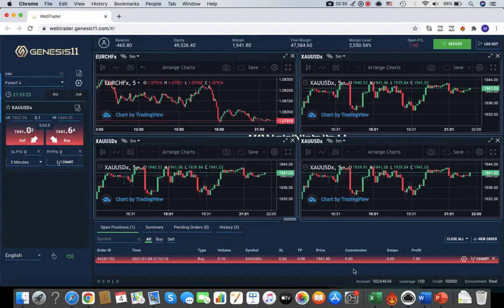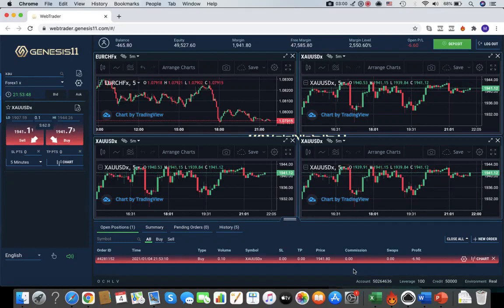Now, I want to show you a very, very cool feature that we have here on the Genesis 11 platform, which is stop loss and take profit orders. These orders you can add to any given trade. The stop loss order is going to protect you if the trade goes against you, and a take profit order is going to close once you reach your profit target.